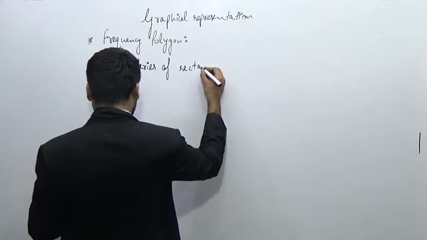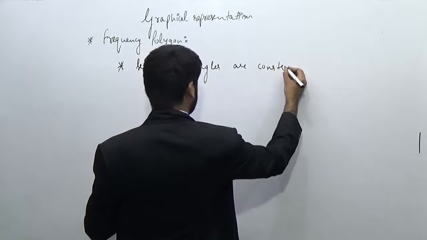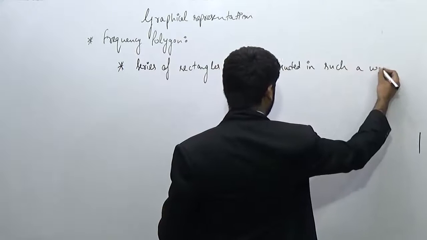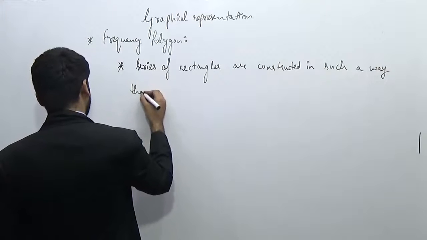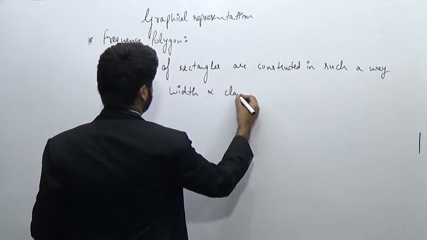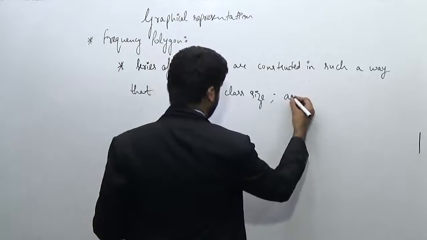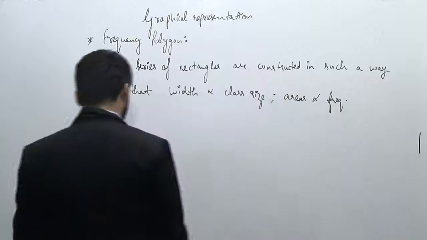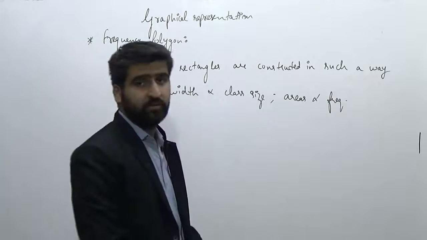Series of rectangles are constructed in such a way that the width is directly proportional to the class size, and their areas are directly proportional to the frequencies. Now this is the definition of histogram only, but I'm writing it here anyhow. This is the corrected definition. Right, area is directly proportional to the frequency, then we will get the histogram.